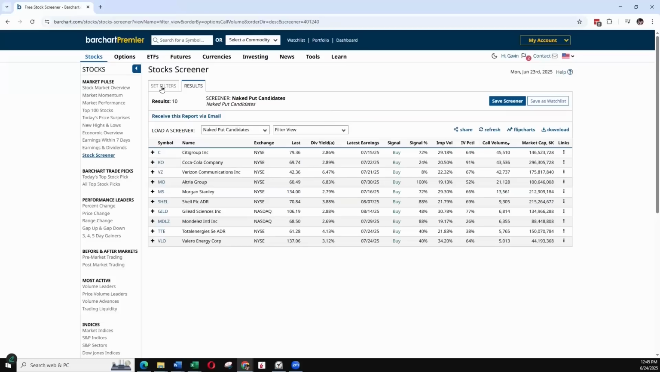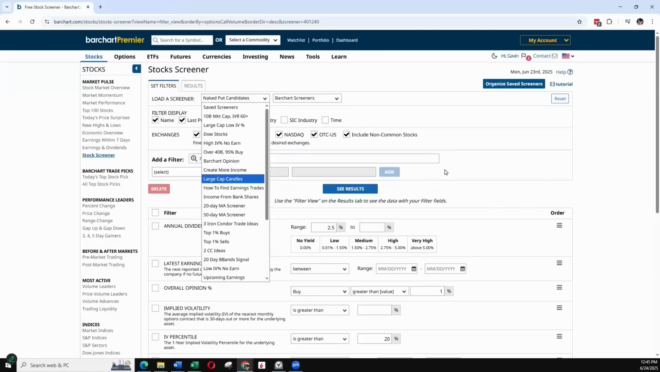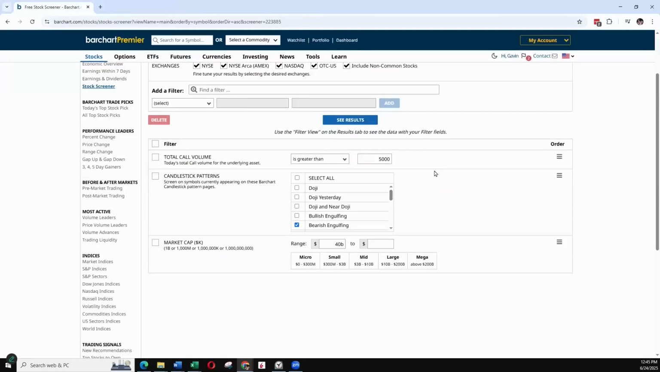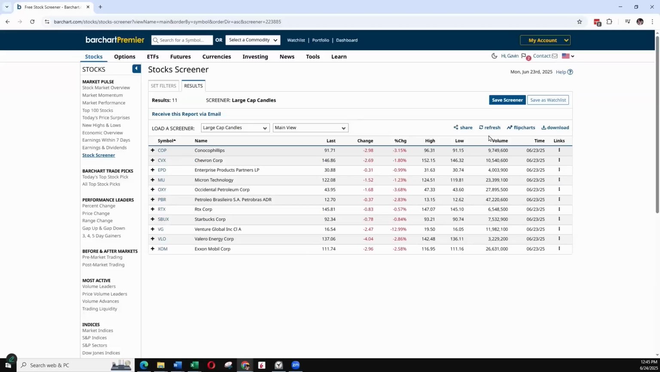Let's take a look at a couple of other screeners that I also use. And I have this one called large cap candlesticks. So again, looking for high option volume, good market cap, and I'm going to look for bearish engulfing candlesticks. Filtering by volume, Oxy is one of interest, and XOM.